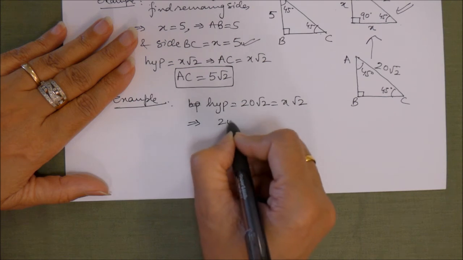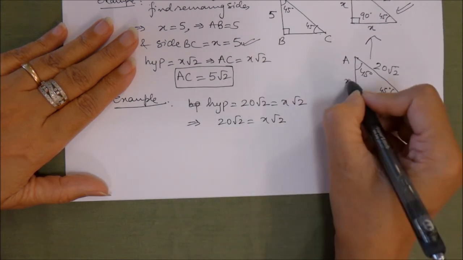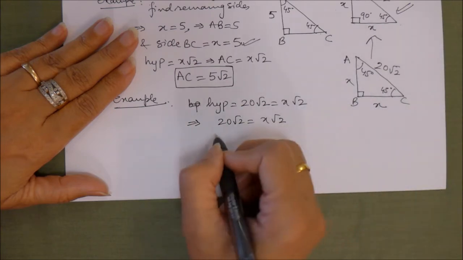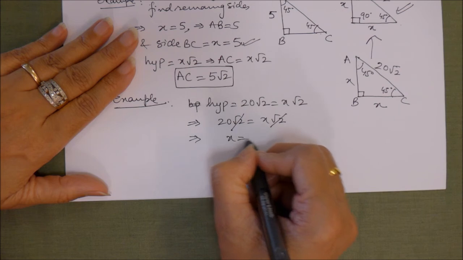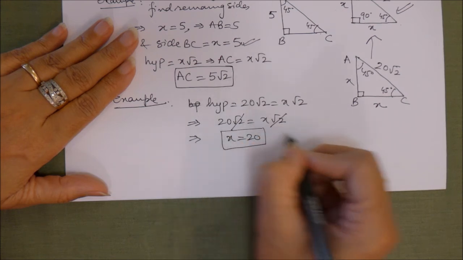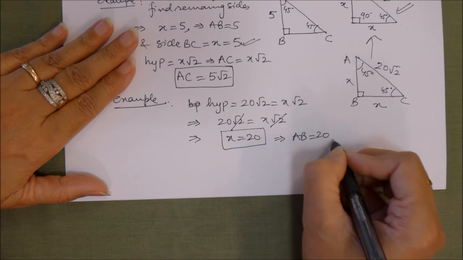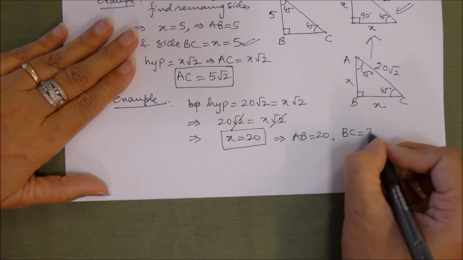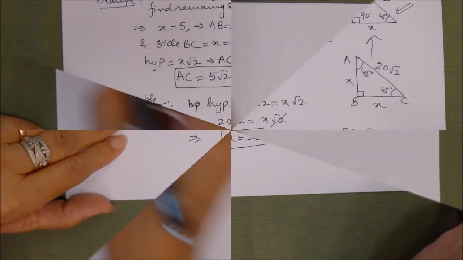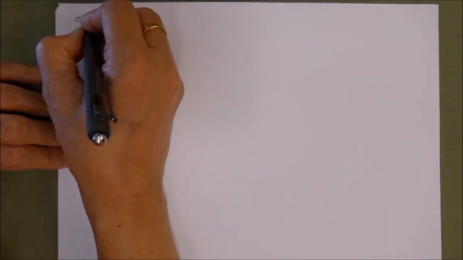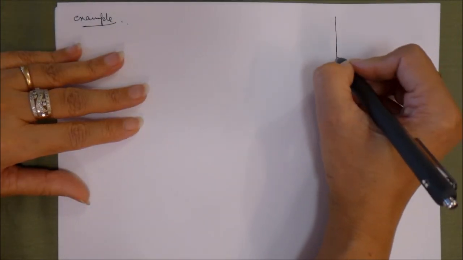That means 20 square root 2 is x square root 2. So these two sides are x. From here you can see square root 2 gets cancelled, so x is 20. That means the two sides AB is 20 units and BC is also 20 units. The hypotenuse is 20 square root 2, given. We take another example in which the hypotenuse is now given in some different form.